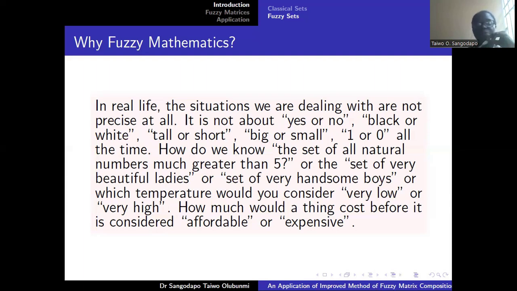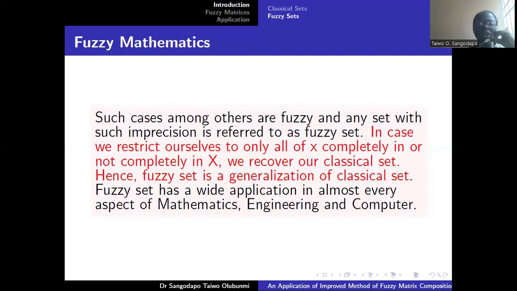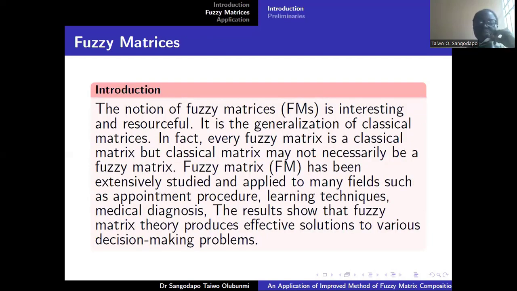So this brought about fuzziness in mathematics. Such cases, among others, are fuzzy, and any set with such imprecision is referred to as a fuzzy set. In case we restrict access to only completely in X, or not completely in X, we recover back our classical set. So if we stick to, let's say, the set of beautiful ladies, then we recover back our classical set. And this fuzzy set that we're talking about has a wide application in almost every aspect of mathematics, in engineering and computer science. Fuzzy set is being applied.